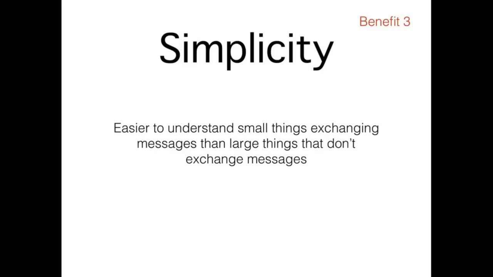Because it's easier to understand small things that exchange messages than it is to understand big things that don't exchange messages. And the reason is pretty simple. If you have a black box and you want to understand the behavior of what's going on inside the black box, all you need to do is observe the inputs and outputs and tie them down and write down some equations and some reasoning about what's going on inside the black box.